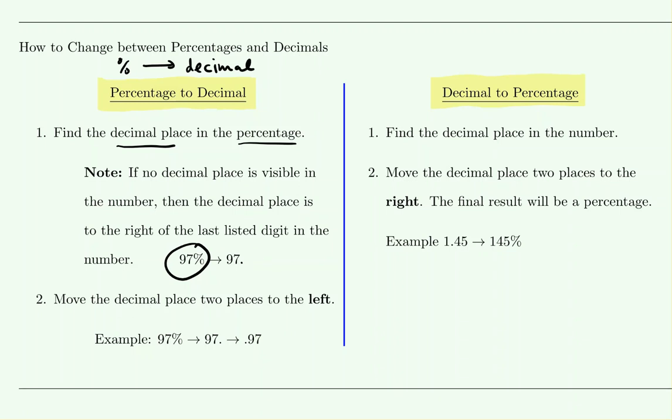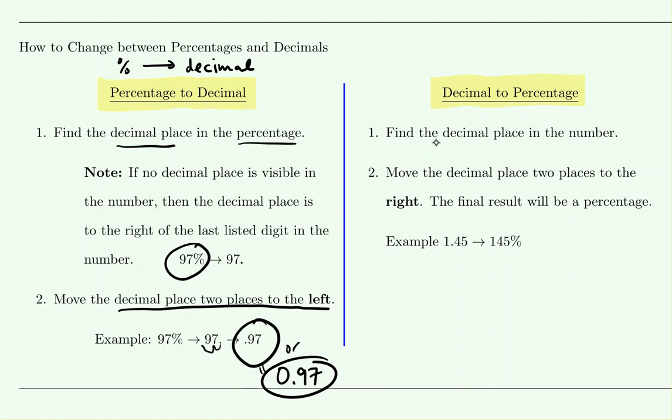Then you move the decimal place 2 places to the left. So it was here, and now it gets moved 1, 2, and 97% as a decimal is .97, or if you prefer, 0.97. Both are equivalent. So whenever we're going from percentage to decimal, the value should get significantly smaller. And then it's just the reverse process from decimal to percentage.